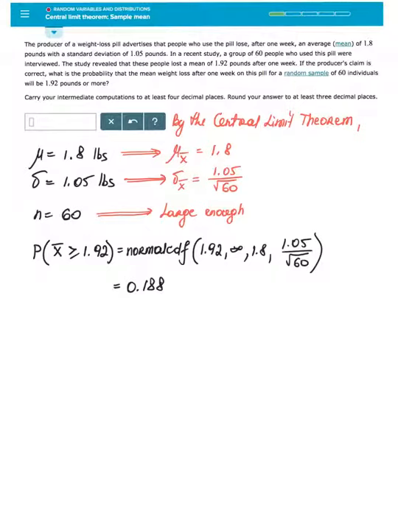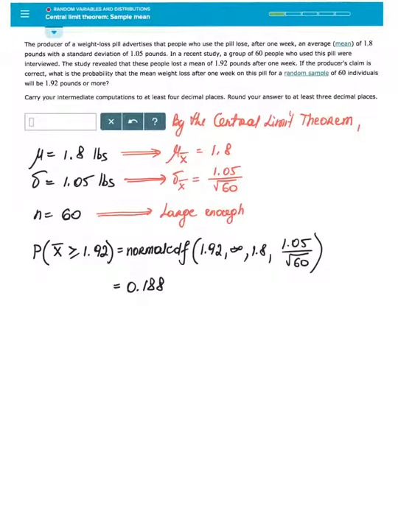Again, carry your intermediate computations to at least 4 decimal places. Round your answer to at least 3 decimal places. First of all, I will be extracting the information I am provided. I know that the mean is 1.8 pounds. Standard deviation is 1.05 pounds. And the sample we had consists of 60 people.